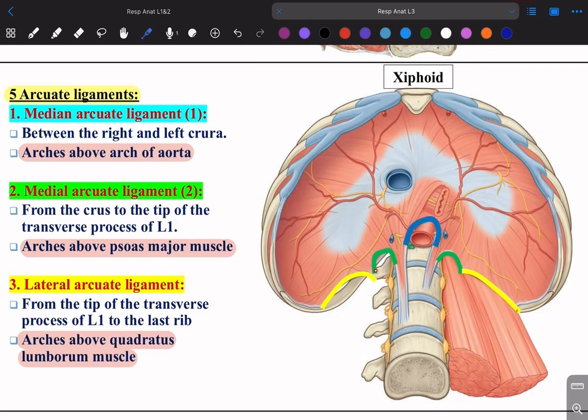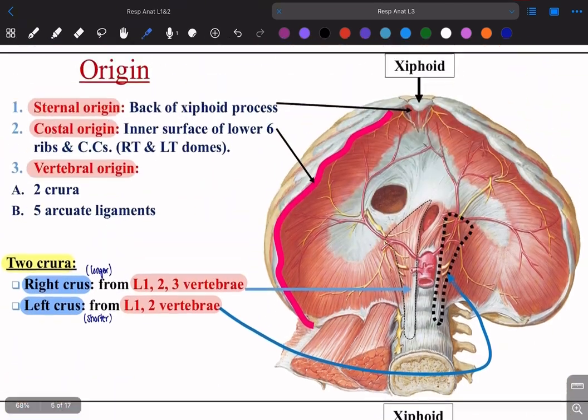Then we have the medial, which arches above the psoas major muscle. And the last one, the lateral, arches above the quadratus lumborum muscle. So we talked about the 3 origins for the diaphragm.